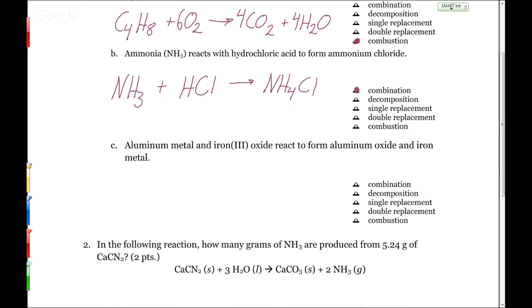Aluminum metal and iron oxide react, iron 3 oxide, to form aluminum oxide and iron metal. That is not balanced, but it's pretty easy to balance like that. And what kind of a reaction is that? Single replacement, right? Yeah, because there's one thing by itself and then a compound, and then they switch places.